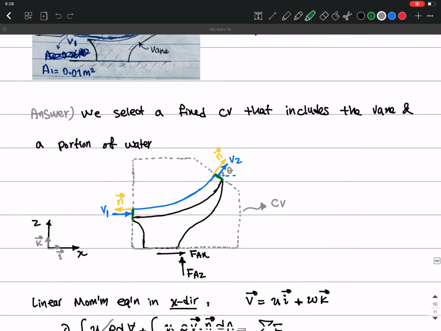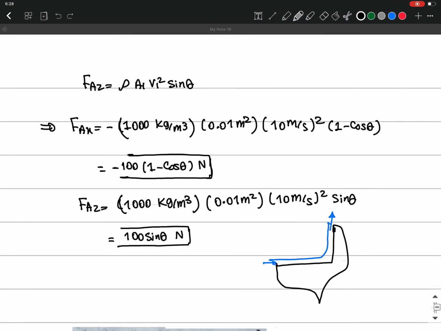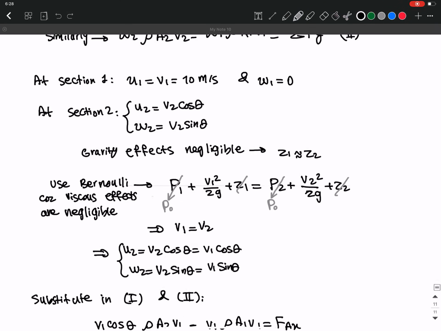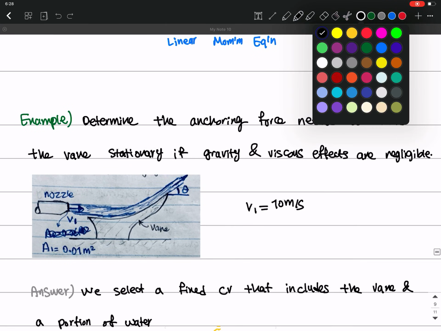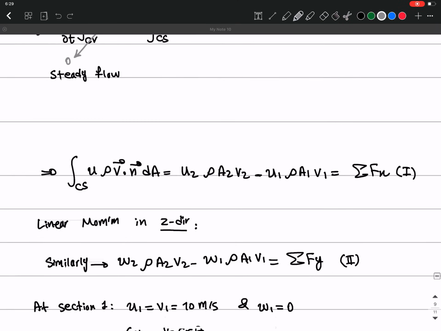And this is because A2 is not given to us. But if A2 was given to us, let me show it again, then we could also write the continuity equation, right? So we could write V1A1 equals V2A2. And because we had everything and the only unknown here was V2, we could find V2. But because A2 was not given to us, and the only information that we had was that gravity and viscous forces are negligible, we should use the Bernoulli equation.